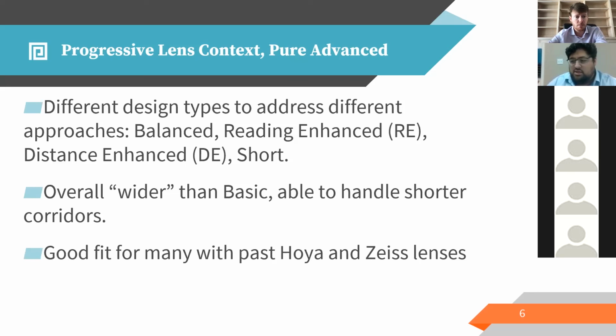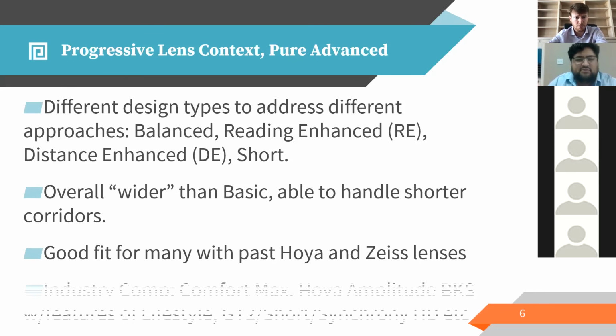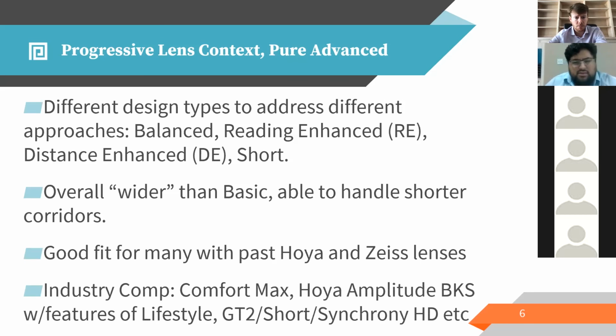And if you've had a brand of progressives before, Essilor doesn't do it quite so much, but Hoya in particular, and Zeiss does it as well, where they've got these different fitted designs. It can be a little bit easier for staff to get used to. And there's your comps there: Comfort Max, Amplitude, the upgraded Synchrony series and the GT2, stuff like that.